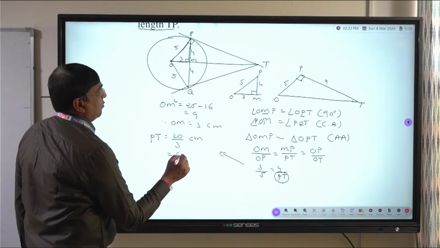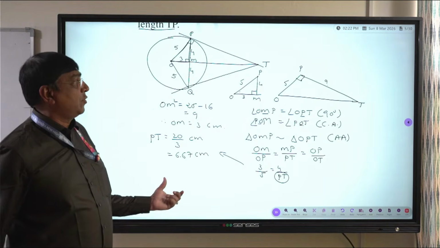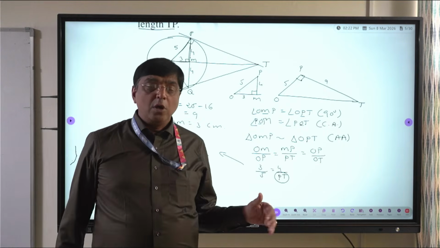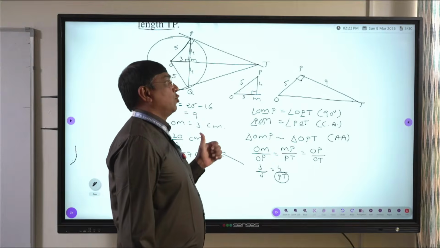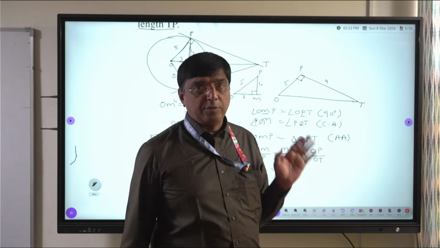You can also convert in decimal form. So length of the tangent PT is 6.67 centimeter. Both example 2 and example 3 of chapter 10 are important sums.